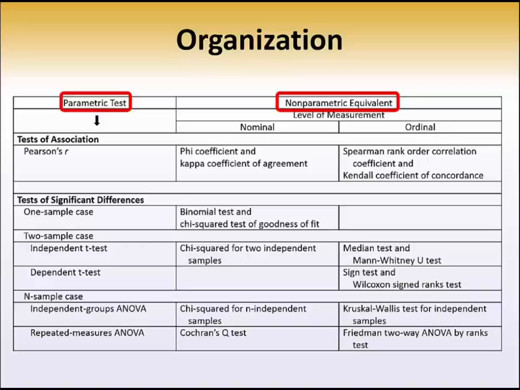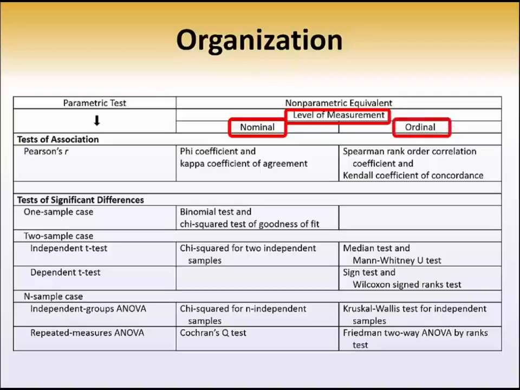So if you can't measure things, or you haven't met the assumptions in a way that is intervally scaled, normally distributed, and homoscedasticity, you'll turn to a nonparametric equivalent test. Next, we should look at the level of measurement. If you have nominal measures as the outcome measure, then you use the associated test in the columns associated with nominal outcome measures. If you have ordinal or ranks, you use the tests on the right-hand side.